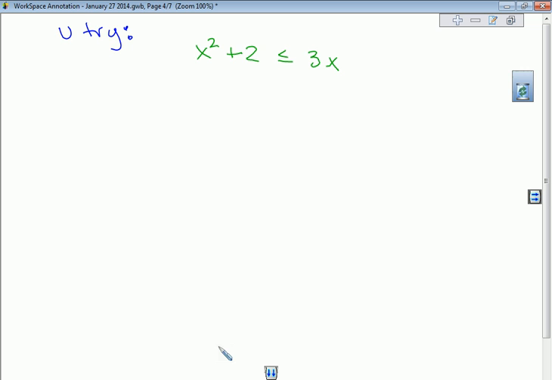So you try and solve that inequality, and do try to sketch the sign chart.